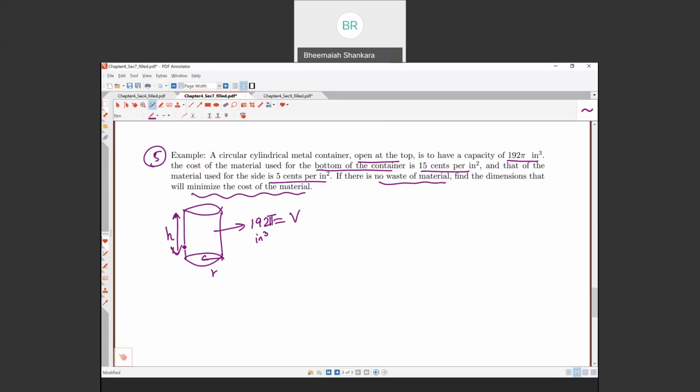The cost of the material used for the bottom of the container is 15 cents, and the material used for the sides is 5 cents.